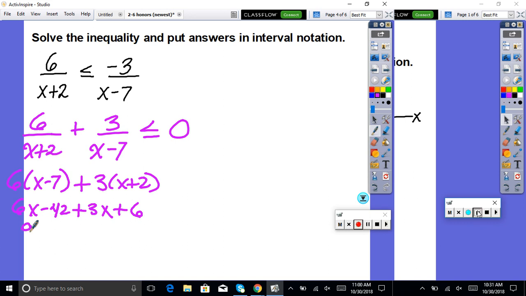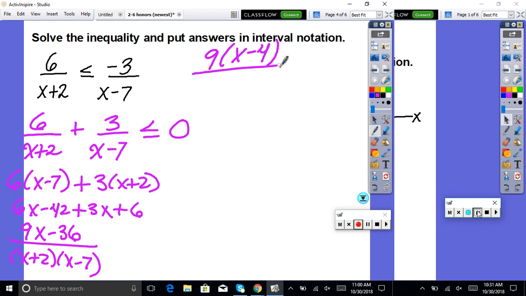So then isn't that 9x minus 36 all over the common denominator of x plus 2 and x minus 7, right? So when we pull out a 9, we get x minus 4, and then on bottom we have our x plus 2 and x minus 7. Yeah. -42 plus 6, though. Yeah. And we want to know, that's okay, it's a good question, and then we want to know when is that less than or equal to 0.